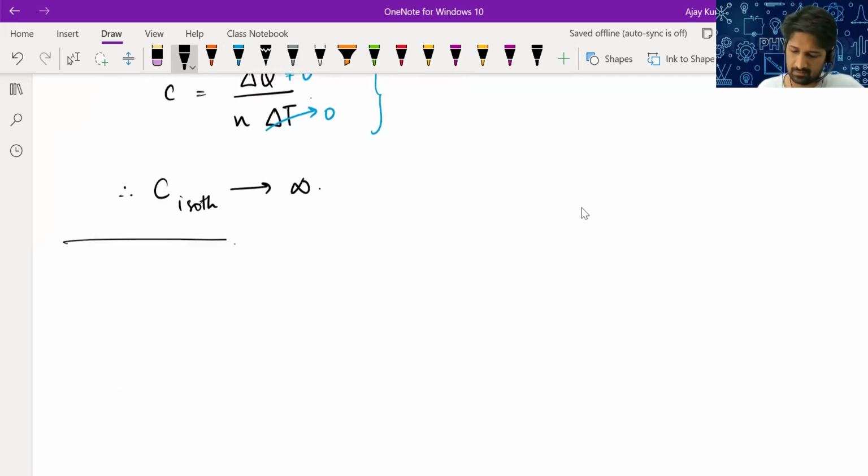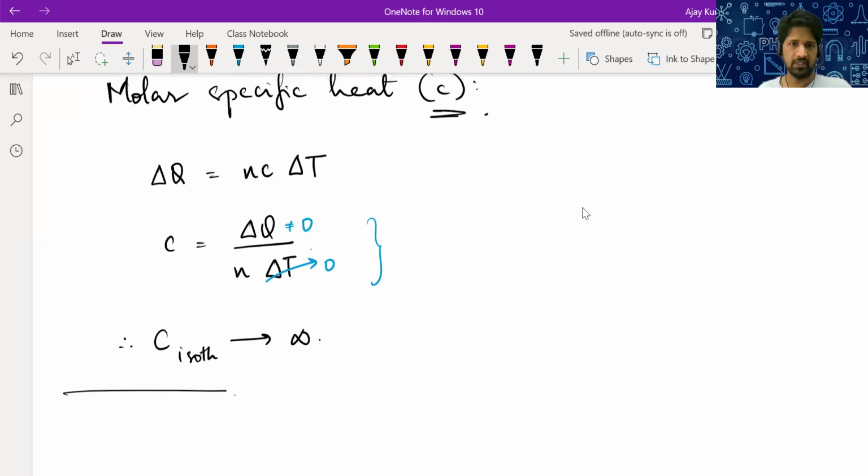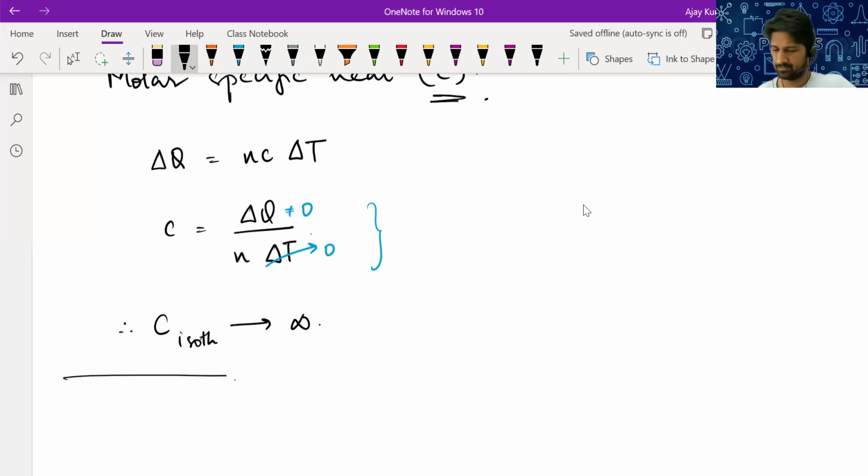Next, remember how we derived this. Delta Q is equal to nC delta T. That's the basic formula involving molar specific heat C. So C becomes delta Q by n delta T. From there, we comment on what will be the molar specific heat for this particular process. You can do that for any process.